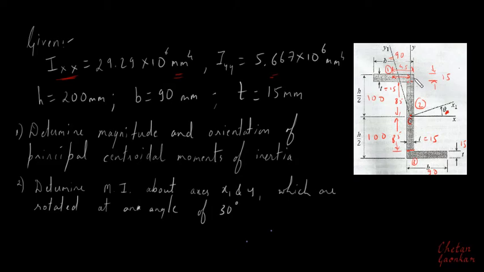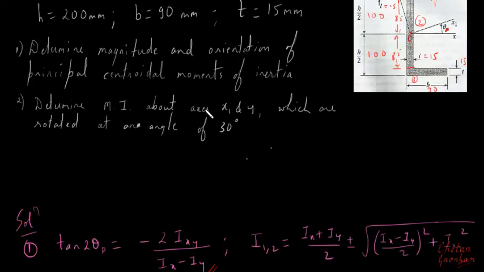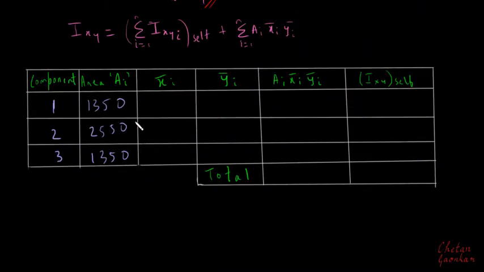Now from this point to this point, the total distance is 45, half of 90. But this distance from here to here will be 15 by 2, because this thickness is 15. So this distance is 45 minus 15 by 2, which is 45 minus 7.5, and that will be 37.5.